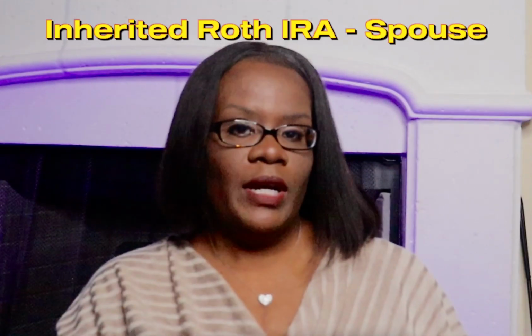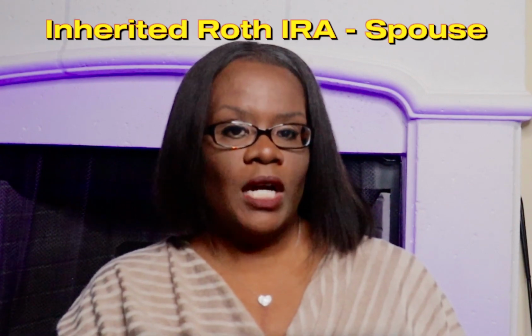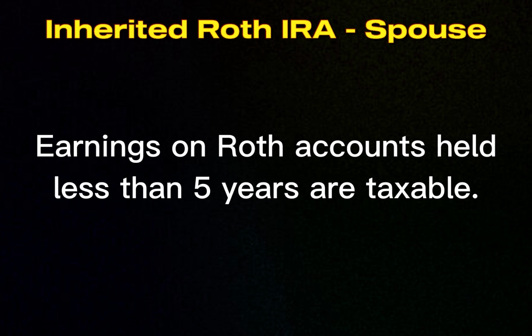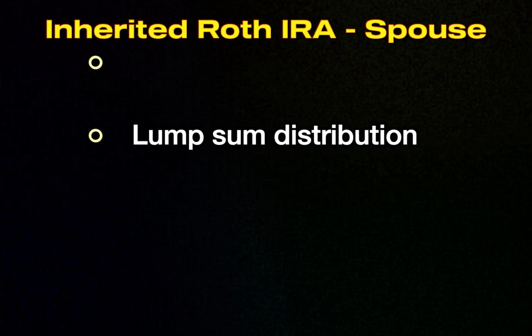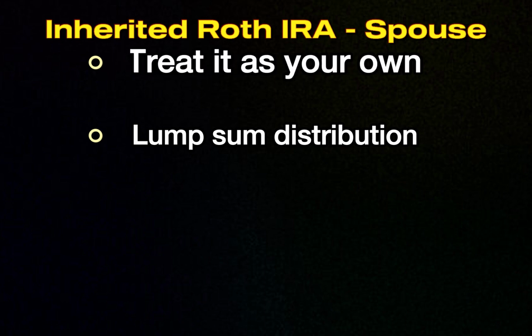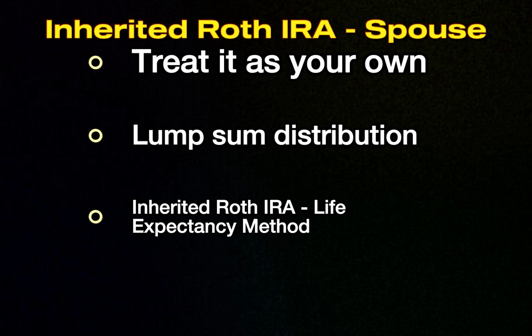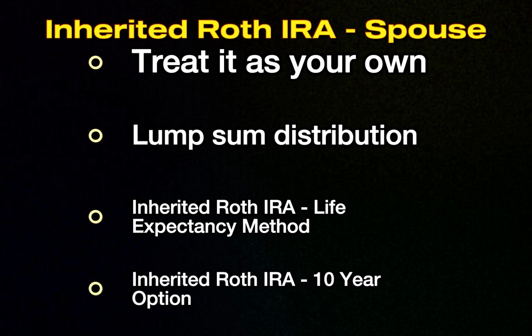Just like a traditional IRA, you have the same four distribution options, but with slightly different rules. You can take a lump sum distribution, but if your spouse had the Roth account for less than 5 years, you will pay taxes on the earnings. Your second option is to treat the Roth IRA as your own and open up a new Roth IRA or roll it over into your own pre-existing Roth IRA. Your third option is to open an inherited Roth IRA in your name and use the life expectancy method. And your final option is to open an inherited Roth IRA in your name and use the 10-year method.